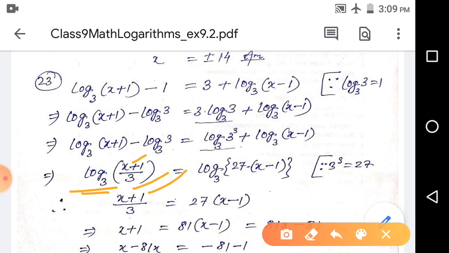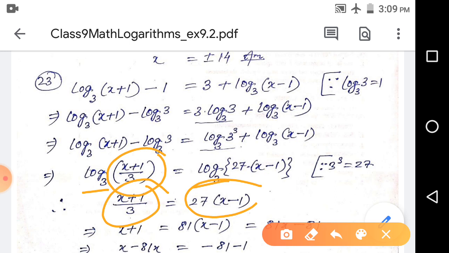In the RHS part what we have is log base 3 of 3 cubed, and sorry, plus is given here, this one is plus. If this one is plus, then we can use the product law. So this is log base 3 of 3 cubed into (x minus 1), which is 27 into (x minus 1). This part is log base 3 and this part is also log base 3, so we have (x plus 1) by 3 equal to 27 (x minus 1).